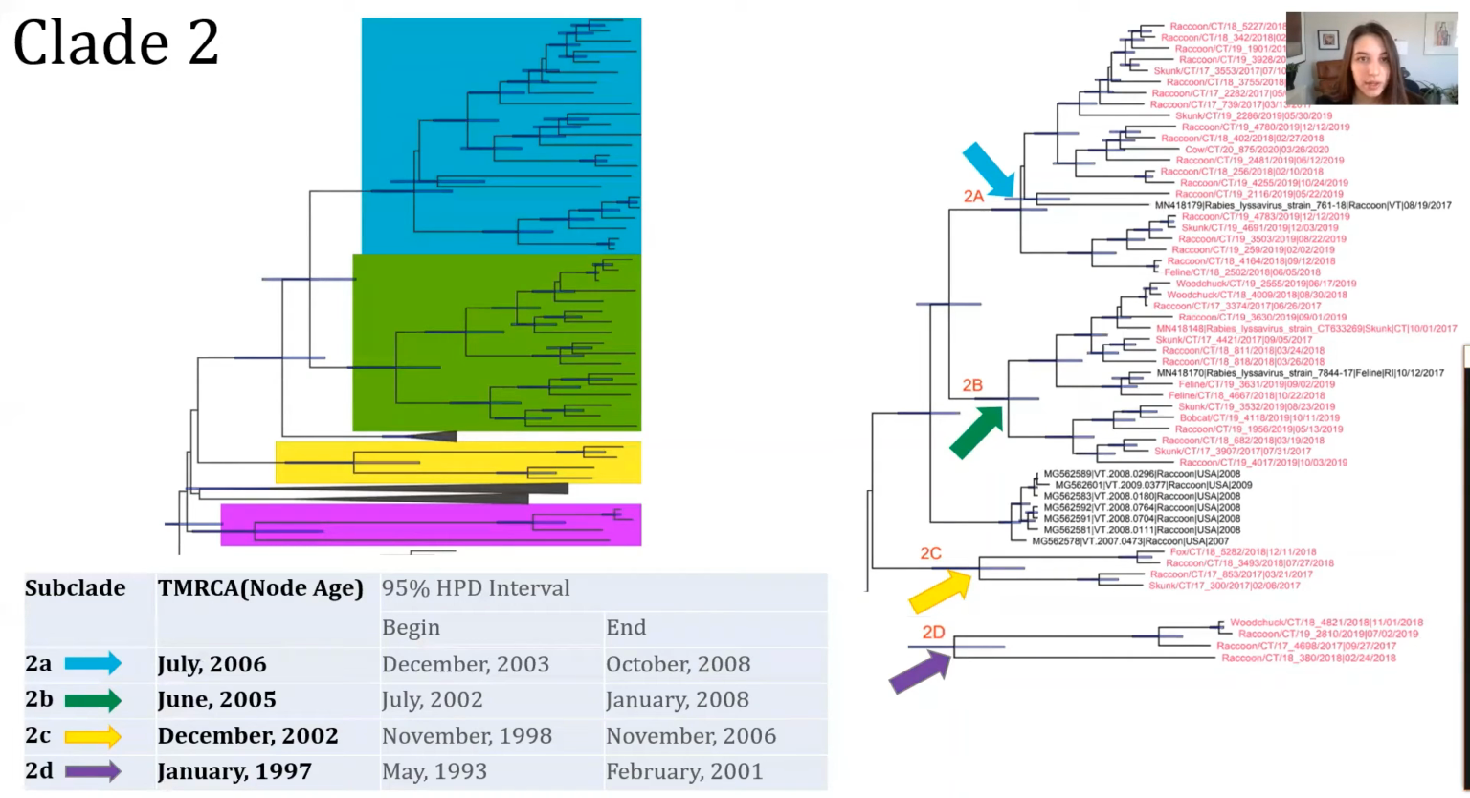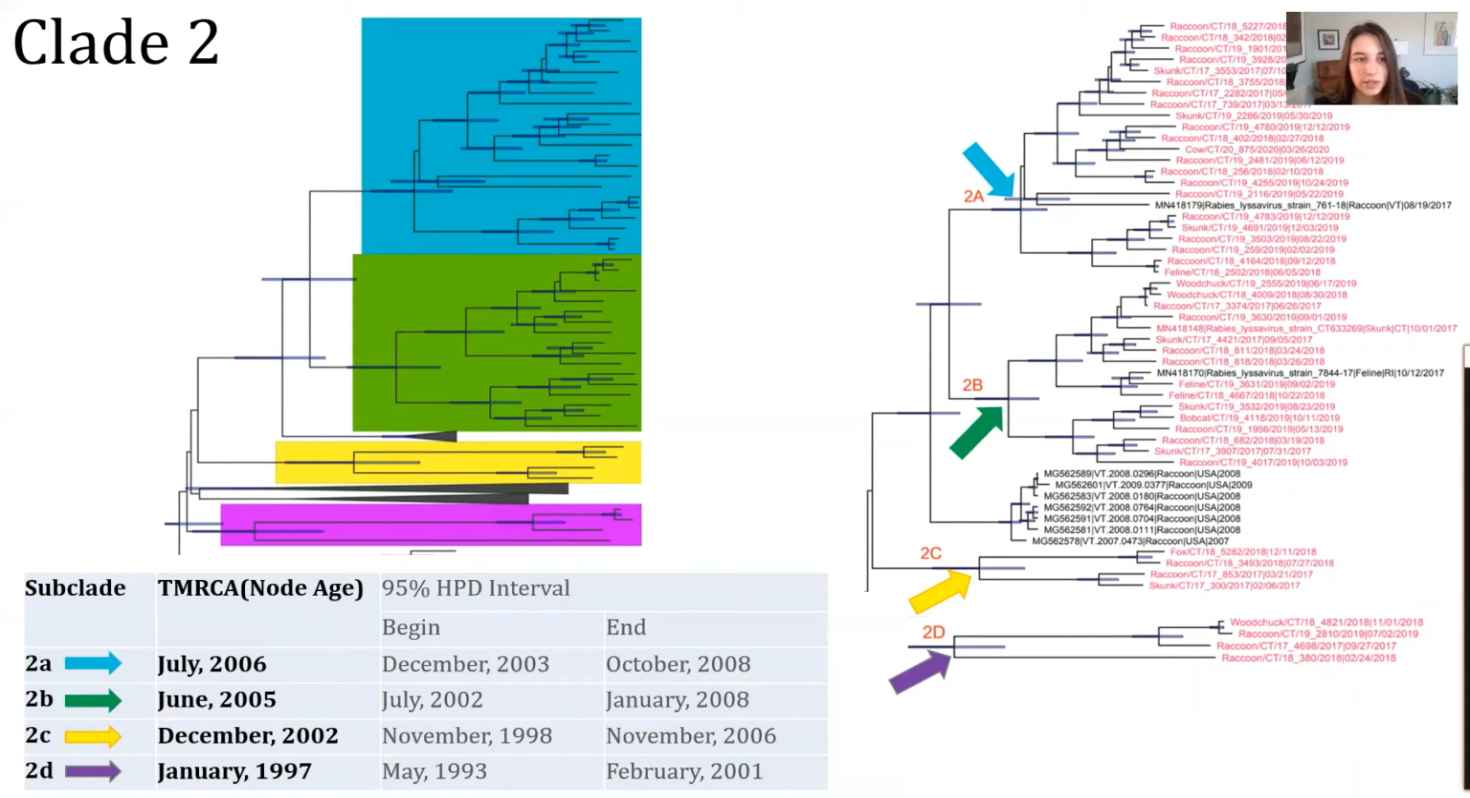Clade 2 has 4 distinct subclades, 2A through 2D. These samples are spread throughout Connecticut in a variety of species, but mainly raccoons. Clades 2A and 2B clustered together with these 7 Vermont sequences from 2007 to 2009. We will look at the geographic distribution of each of the 4 subclades to identify any patterns in the groupings.